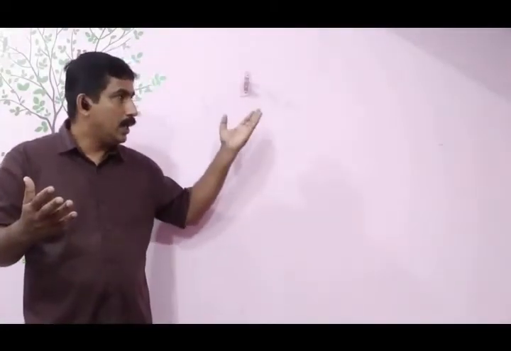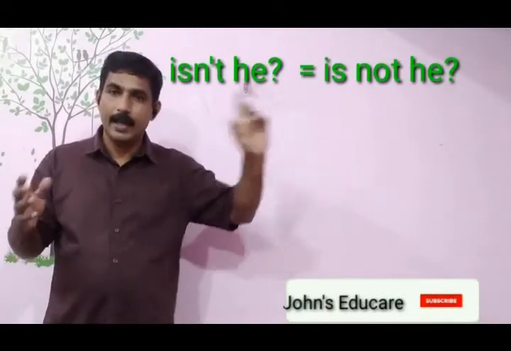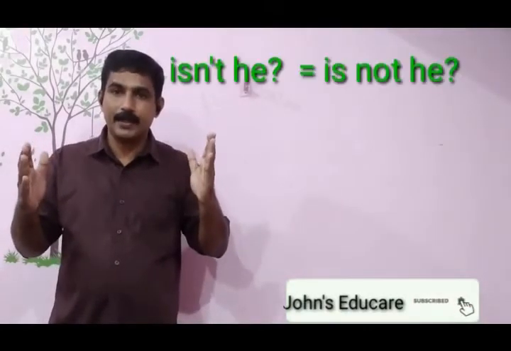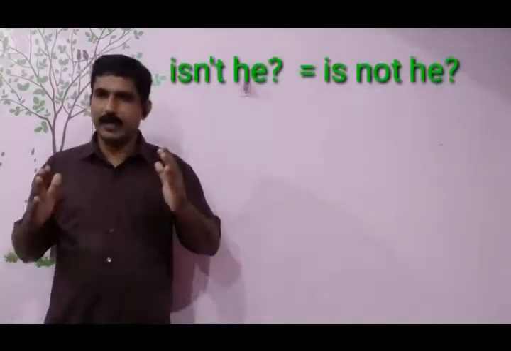Okay. Again, the third thing to be remembered is if it is a negative tag, we must use its contracted form. That is very important. Normally, we use contracted forms in question tags. What is a contracted form? You see, isn't he? Not 'is not he'. Not is contracted as n apostrophe t. That is the third point to be considered.